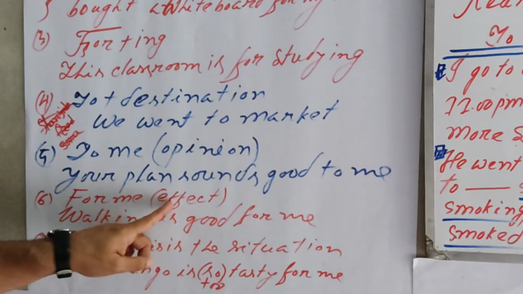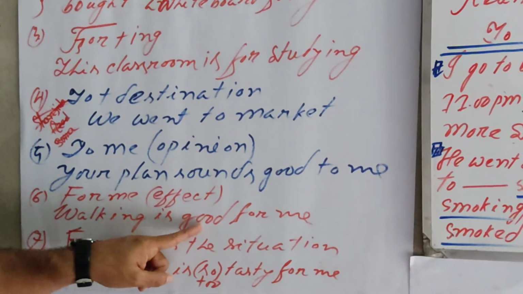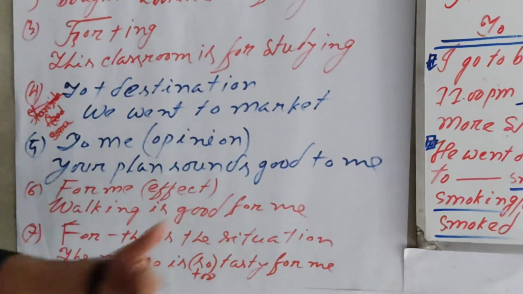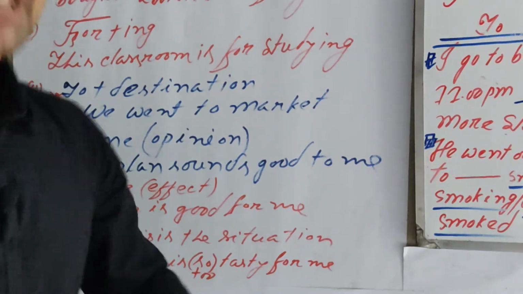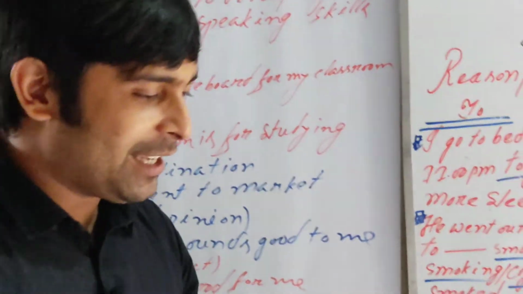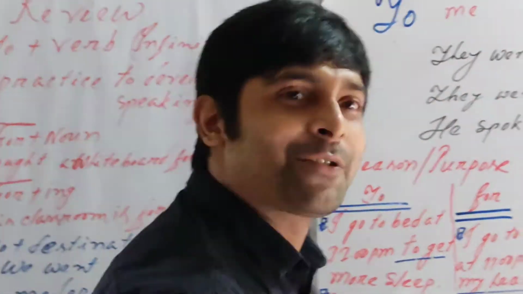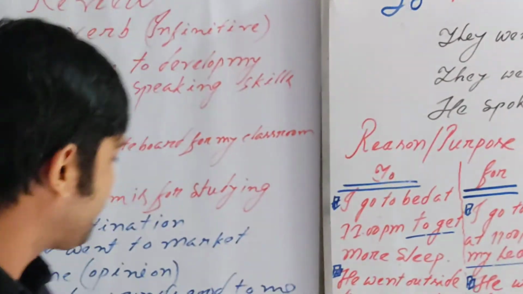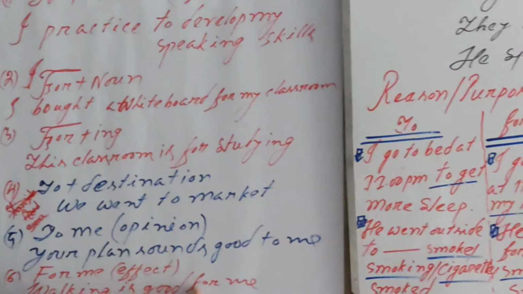Next one, for me, effect. Walking is good for me. Is walking good for you? Of course you can say here, yes, walking is good for me, or running is good for me. In a different way I can say it's good for health or it's good for me.